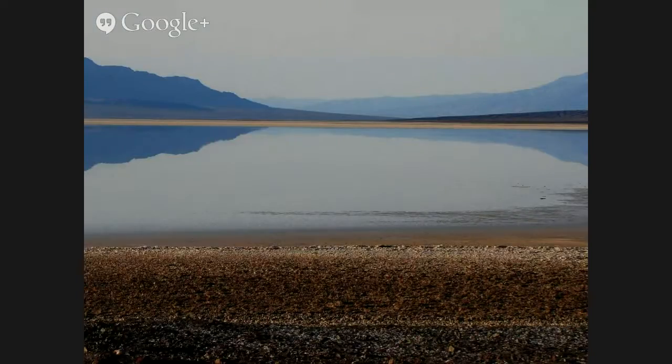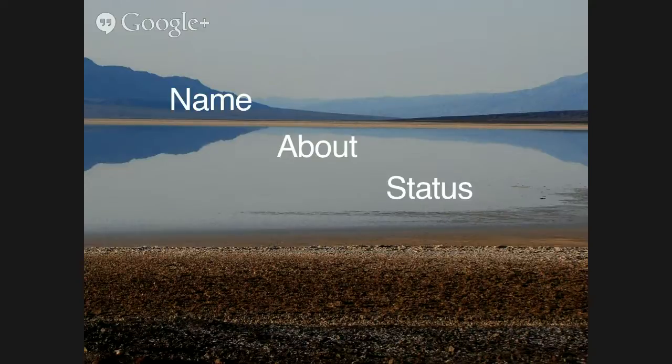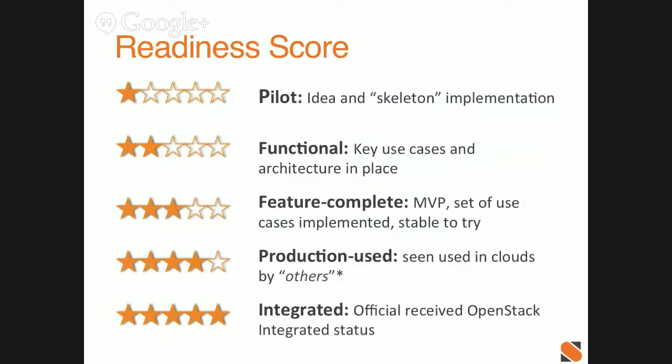So that's going to be a mile-wide, inch-deep overview, or like a quick dating station, where all we know is the project name, what it is about, and what's the status in terms of readiness. And the readiness score I use here ranges from a rough idea, implementation and a vision, a roadmap, the pilot, then functional, where there is a use case in place, you can get an idea of what the project is doing, and feature complete, it is a minimal viable product. Well, software is never complete, but there is something that works and is stable enough to try in your pilot. Production used, something that we've seen in live clouds used by anyone else, by the original development team. So by anyone else is the key here. And then integrated is officially blessed by OpenStack governance.